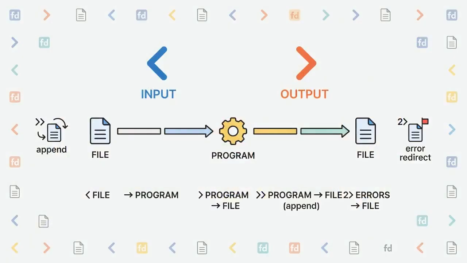Less than is strictly input redirection. The arrow points from the file into the program, not the other way. Greater than sends output to a file. 2 greater than's append output. 2 greater than with the 2 redirects errors. Less than is the only one that feeds stdin.